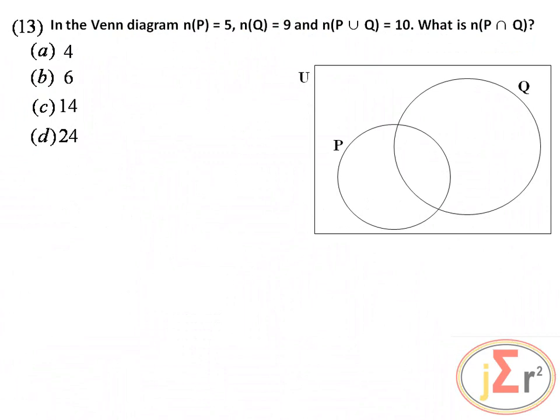In the Venn diagram, n(P) is equal to 5, n(Q) is equal to 9, and n(P union Q) is 10. What is n(P intersection Q)? Let us go back to first principles.